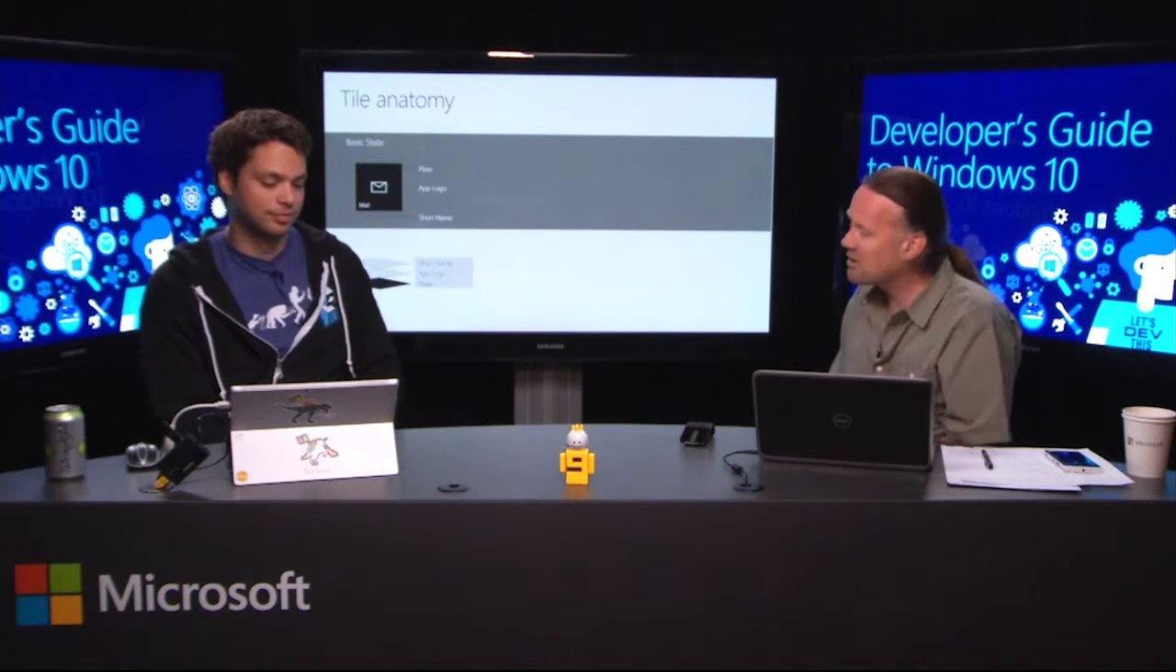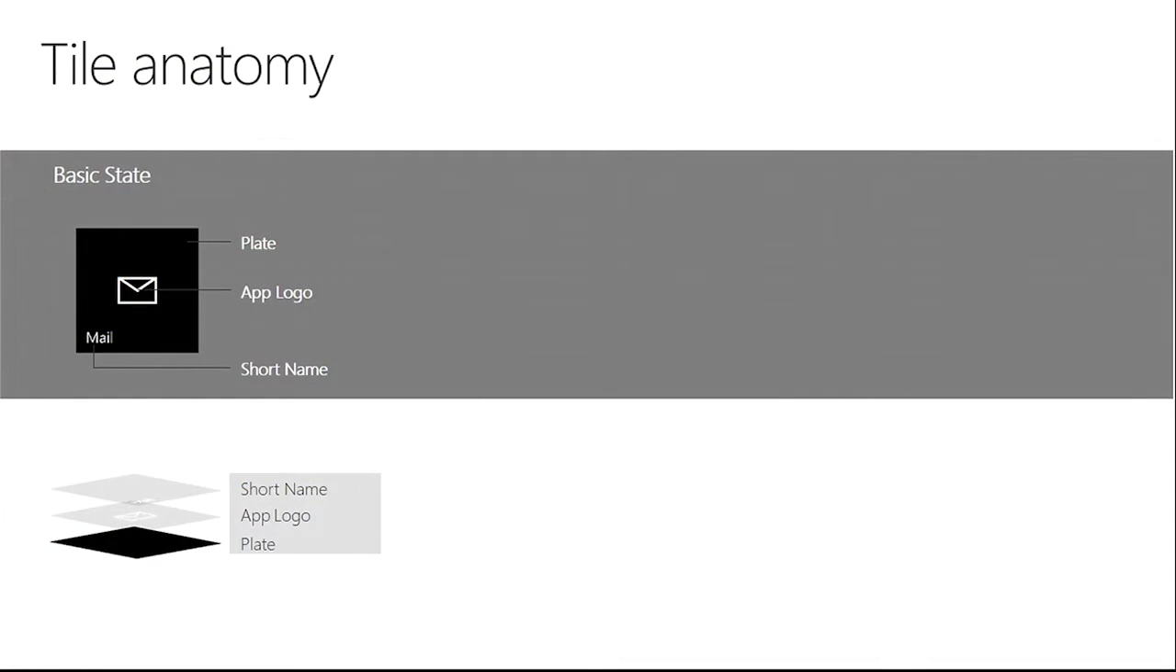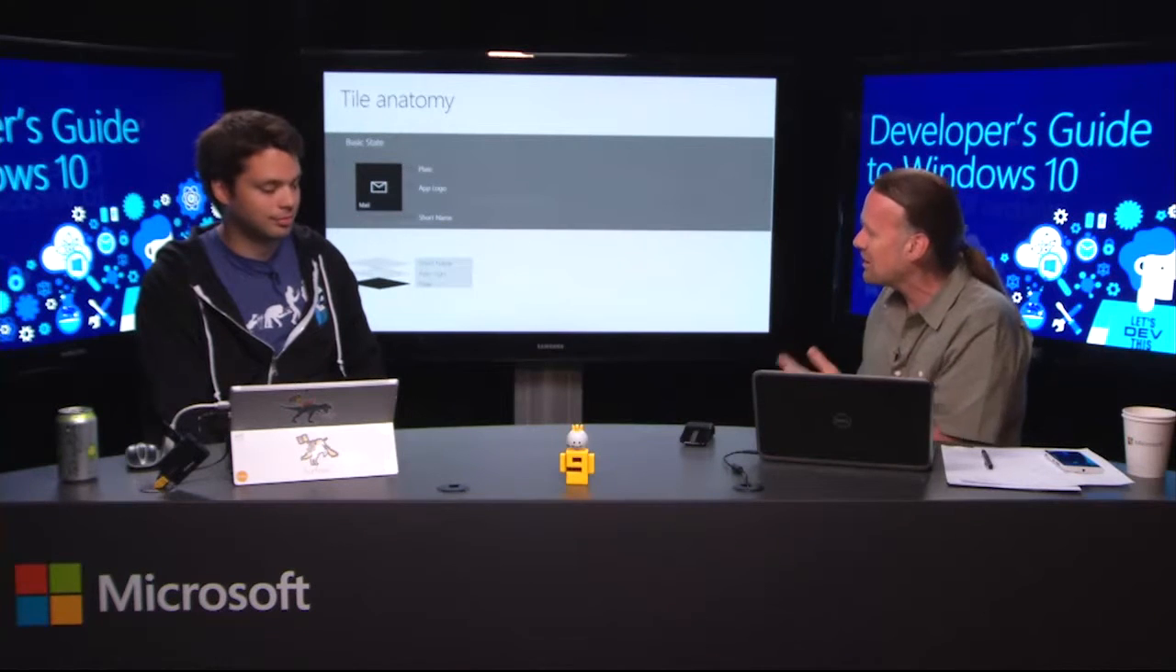But then this is what a tile looks like. So we've got a basic state for it. And you can think of a tile as being layers. So you've got the plate, which is the background of it. And overlaid on that, you have the app logo. And then on top of that, you have the short name. And in the package manifest, you can set the back color of the tiles. And your images could actually be just the logo in a transparent PNG, so it would shine through. And if you don't supply anything like that, the user's accent color will be shining through this plate. So they'll get a color of one kind or another.